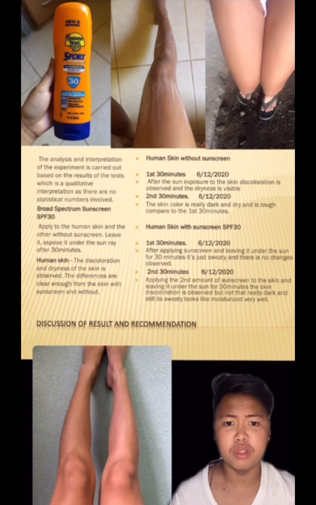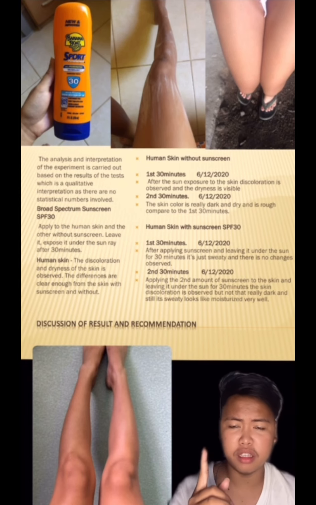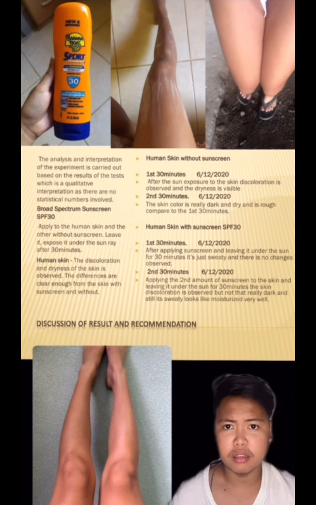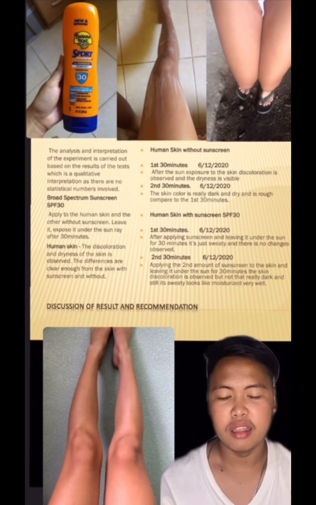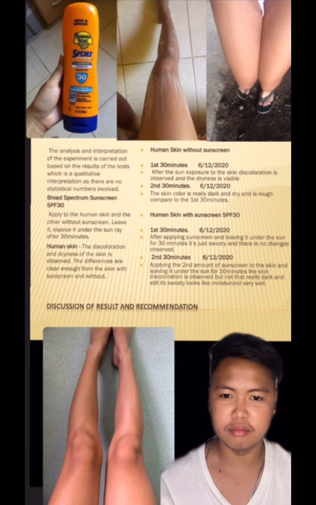Discussion of result and recommendation. As we can see here, we have the sunscreen, or what we call SPF 30. Then we apply the sunscreen on the leg and we immediately expose the leg to the sun within 30 minutes, which is equivalent to 1 hour, and this is the result. As we can see, the result of applying sunscreen is effective because the sunscreen that we applied on the right leg part becomes light and smooth, while the left leg part becomes dark and darker.